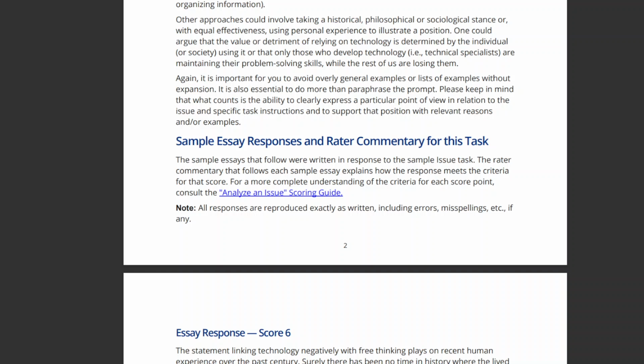Sample essay responses and rater commentary. For this task, the sample essays that follow were written in response to the sample issue task. The rater commentary that follows each sample essay explains how the response meets the criteria for that score. For a more complete understanding of the criteria for each score point, consult the Analyze an Issue Scoring Guide. Note: all responses are reproduced exactly as written, including errors, misspellings, etc., if any.